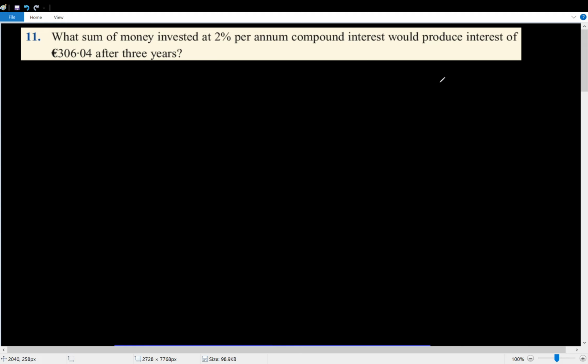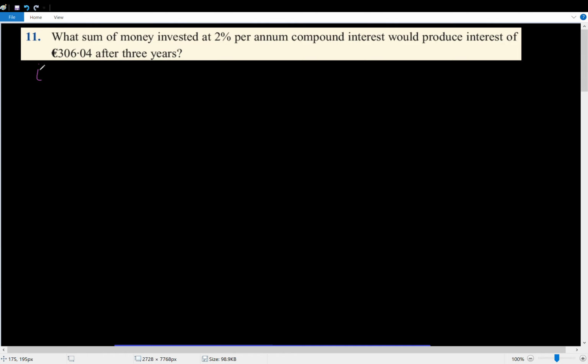This is question 11 from exercise 17.8 in Project Maths 2. What sum of money invested at 2% per annum compound interest would produce interest of €306.04 after 3 years? Okay, so let's just write down what information we do have on this before we get going.